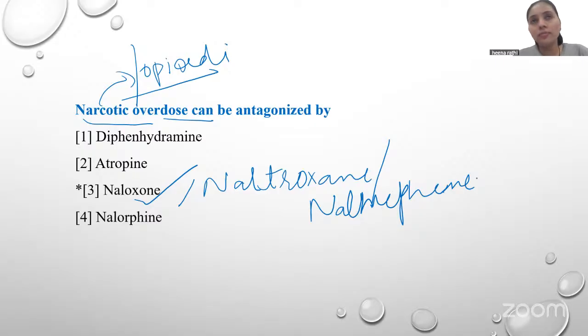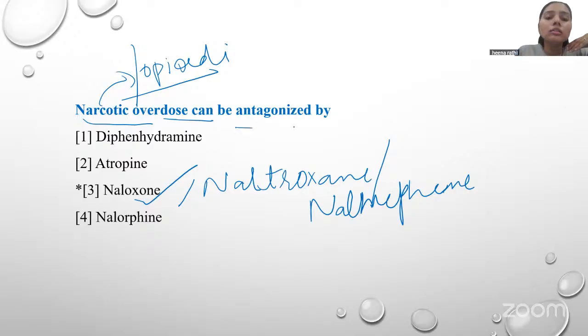But the most potent drug used in overdose, we know that whenever there is overdosing of the narcotic or opioid or morphine, there will be depression of the respiratory center. Because of this, respiration will decline, there will be loss of respiration, and death of the person will occur. So we need an antagonist to the opioid receptor, which binds the opioid receptor in the center.